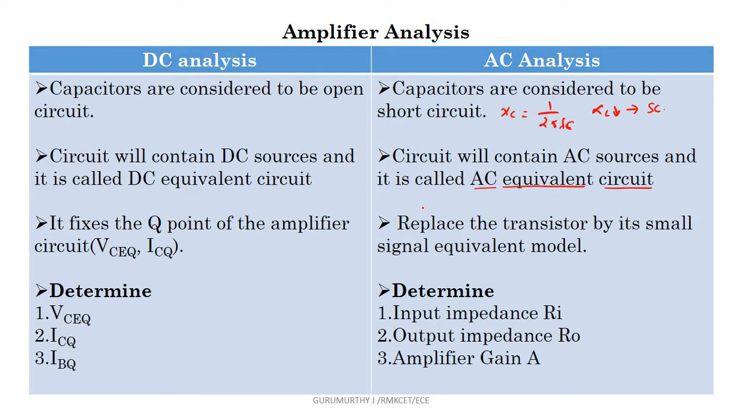When you take the next step, you have to replace the transistor by its equivalent, and we are going to determine input impedance, output impedance and amplifier gain. This is the end outcome of AC analysis, or small signal analysis.